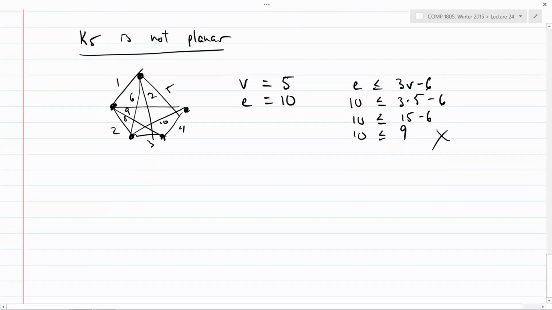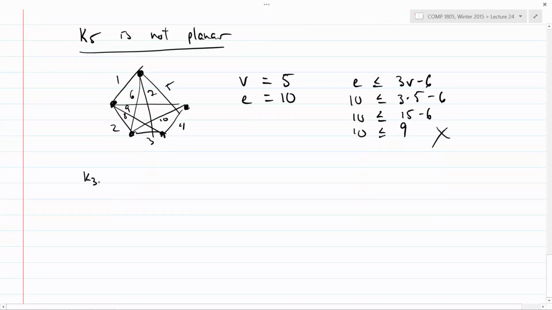So far we know that K33 and K5 are not planar. What other graphs are not going to be planar? Yeah? Right, so why is that? Because when you add one more variable, you add more than one.